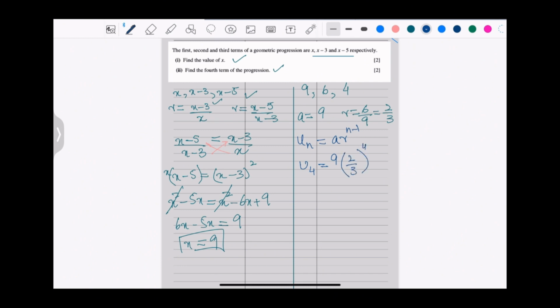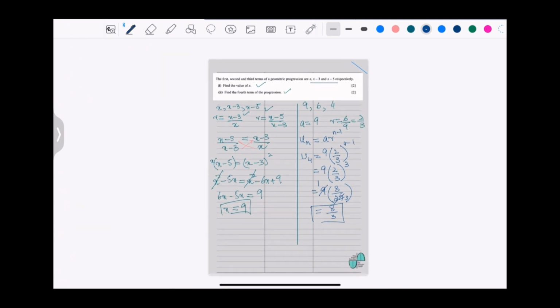n is going to be 4 minus 1, which makes it 9 times 2 over 3 to the power of 3, which is equal to 9 times 8 over 27, and 9 times 1 is 9, 9 times 3 is 27, which gives you the fourth term as 8 over 3. So this is how you work out the geometric progression.